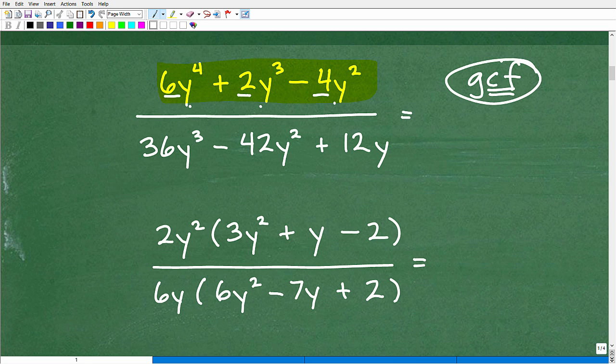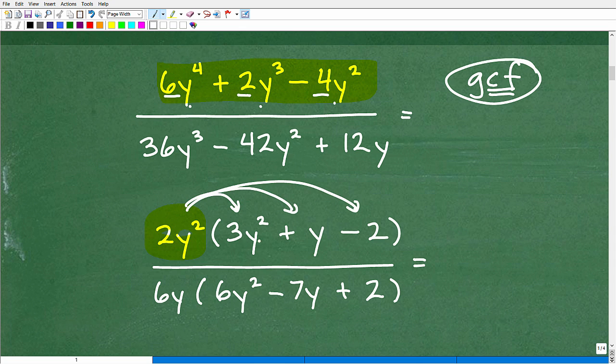Look for opportunities where you can take out a greatest common factor if it exists. And it definitely exists here in the numerator. What you can factor out is a 2y squared. Now, again, this is the GCF. So it's going to be 2y squared times what's remaining here, 3y squared plus y minus 2. If you wanted to double check that, you could just use the distributive property and multiply back in.